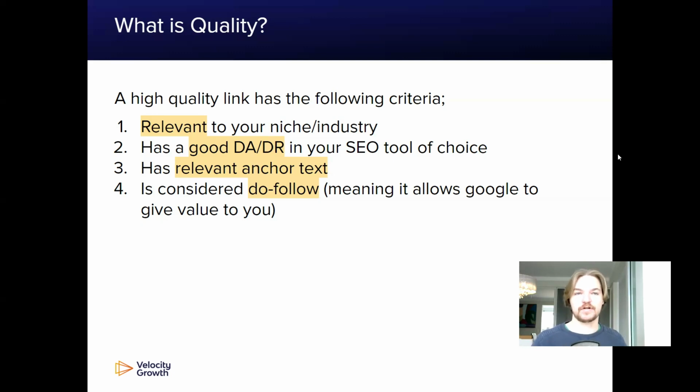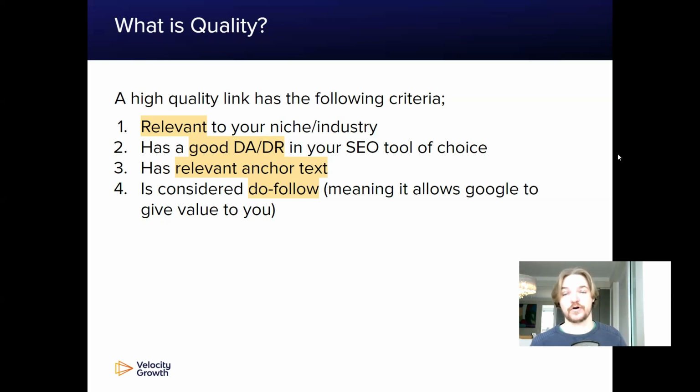So number 3 has relevant anchor text, and we'll go into more of what relevant anchor text means. But anchor text essentially for a link is whatever's outlined in blue or underlined in blue, that is the anchor text of a link, right? So that can be "click here," or it can be a full sentence, etc. And we'll go into what's better than what in a minute.